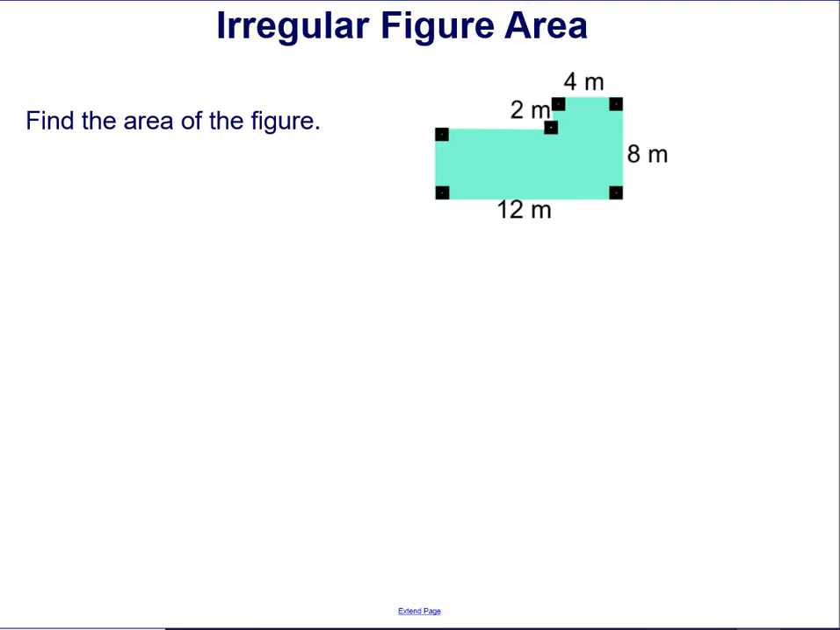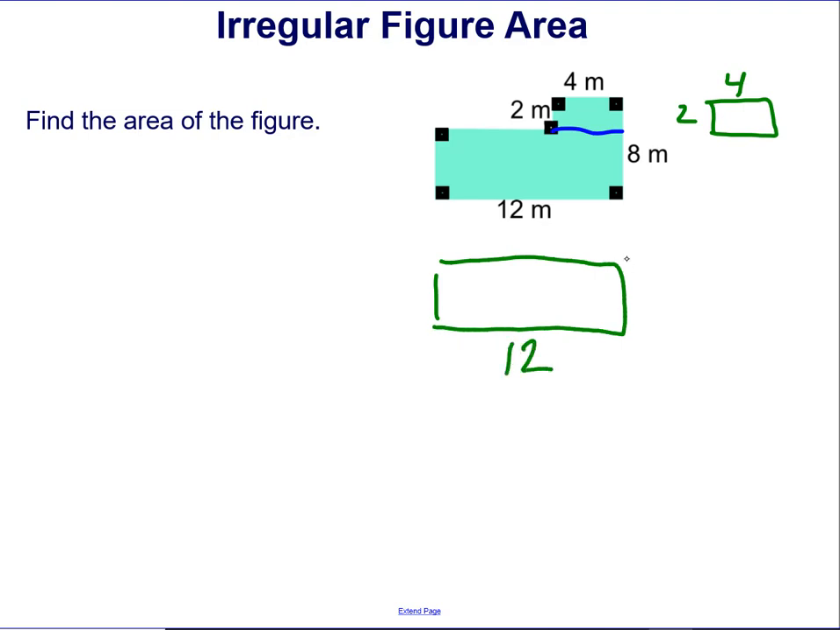If we recall our steps, step 1 is to divide the figure into shapes that we know how to find the area of. If I divide this into 2 rectangles, I know how to find the area of these 2 rectangles. My top rectangle has dimensions of 2 by 4, and my bottom rectangle, I know that my length is 12, but my width is not 8. I need to take 8 and subtract the 2 out from the top part that we took off, and this is 6.